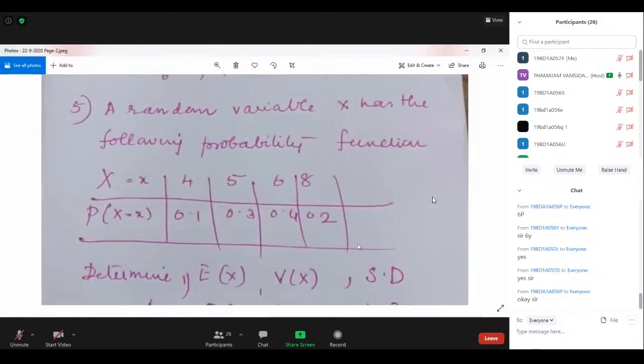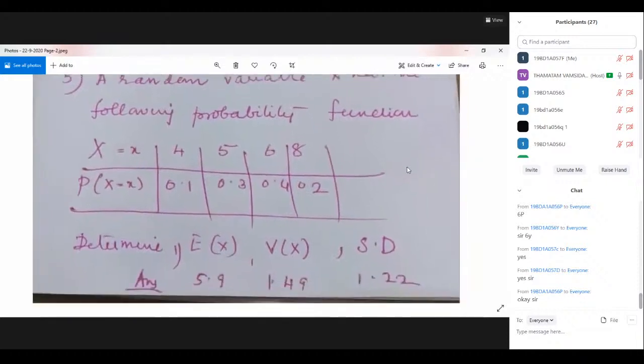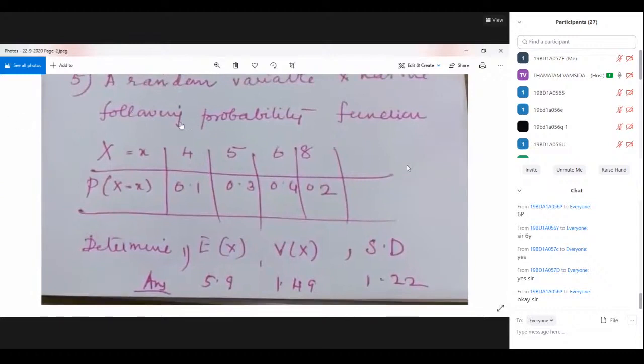Now all of you have done the 5th question. A random variable has the following probability function. Here the random variable x is taking values 4, 5, 6, 8. The corresponding probabilities are given: 0.1, 0.3, 0.4, 0.2. The question is, determine expectation of x, variance of x, and standard deviation. All of you know the expectation formula and variance formula. Use that formula and find mean and variance and also standard deviation for the given probability distribution.